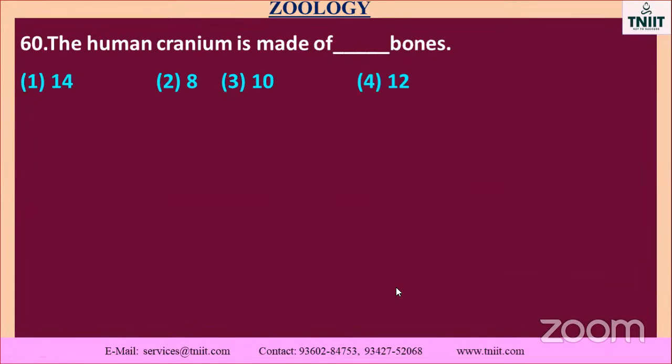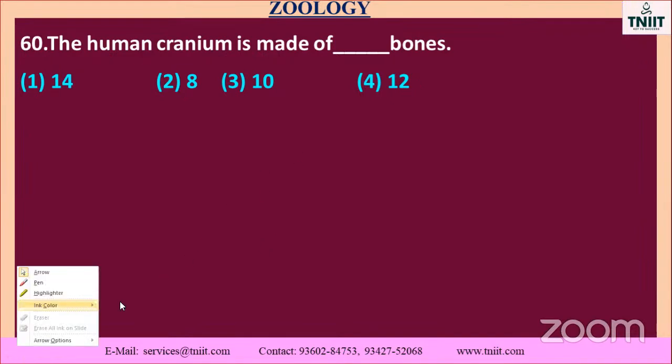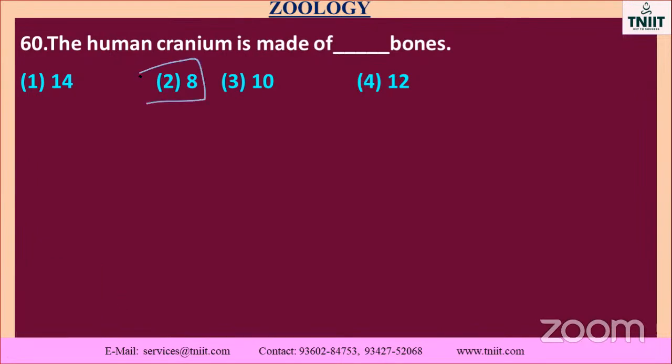See, the human cranium is made up of how many bones? Here, you just see it. 14, 8, 10 and 12. Maximum how many brain bones are present in it? So this is the correct answer. This is a direct question, my dear students. How many bones are present in the human cranium? Okay, go to the next one.